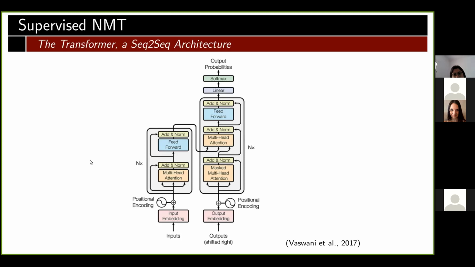So nowadays, machine translation is approached as a sequence-to-sequence task. When you have an input sentence and want to translate it into an output sentence, the state-of-the-art architecture is the transformer. You have probably seen this picture a lot of times. This can be the summary of neural machine translation nowadays. This is the original transformer architecture introduced in 2017.